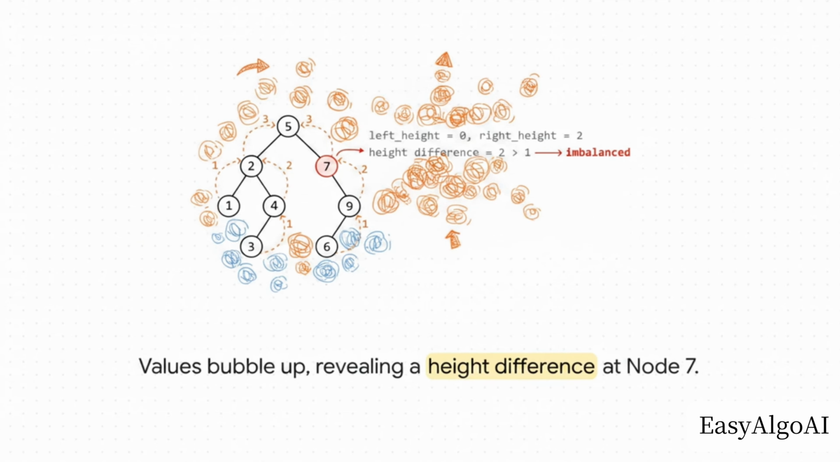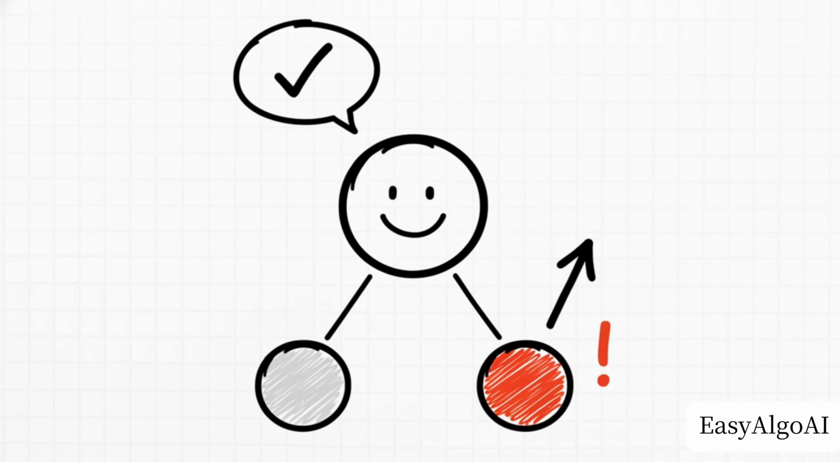Let's move on and see how this builds in practice. Watch how these recursive height calculations bubble up from the bottom. The null leaves return 0, which means the bottommost actual nodes return a height of 1. Now, as we trace this bubbling process up the right side of the tree, we hit node 7. Its left child returned 0, its right child returned 2. We do the quick math, find a height difference of 2, and boom, we've identified the imbalance right there on the spot. But wait a second.